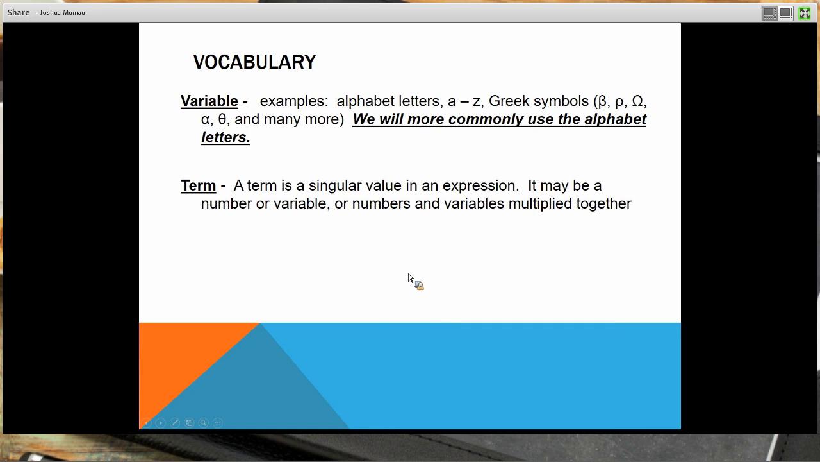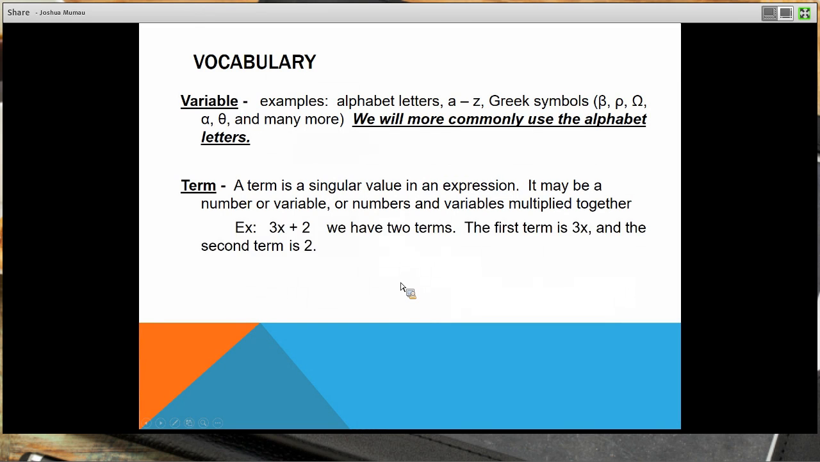A term. A term is a singular value in an expression. So it can be a number, just a number. It could be just a variable. It could be a number multiplied to a variable. Or it can be variables multiplied to each other. Or it can be a variable divided by a number. For example, if we had the expression 3x plus 2, 3x is a term. 2 is a term. So here we have two terms. The first term, 3x. The second term is 2.